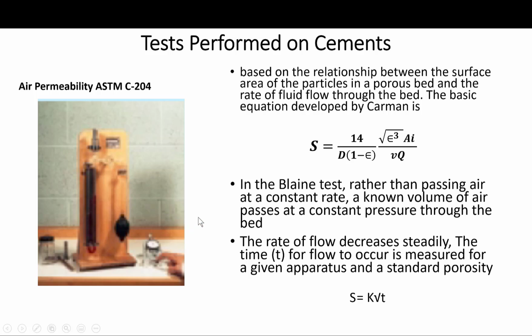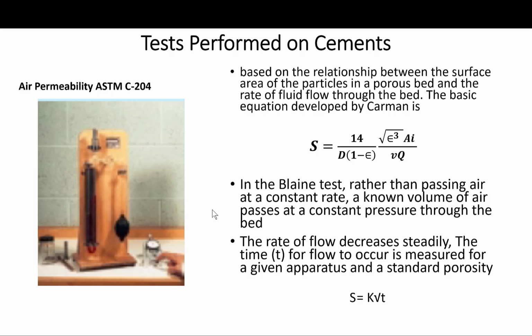The photo shows the apparatus used. So in summary, K is the constant that is not determined directly. Rather, the sample of the cement is compared to a standard sample of known surface area, usually issued by the U.S. National Institute of Standards and Technology, NIST. So this is how it is compared to a standard sample.